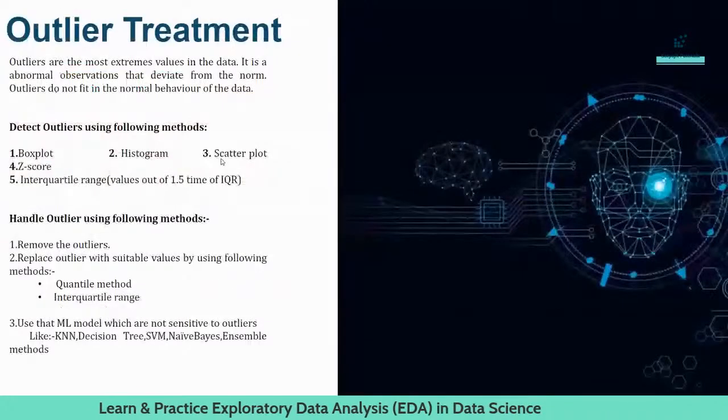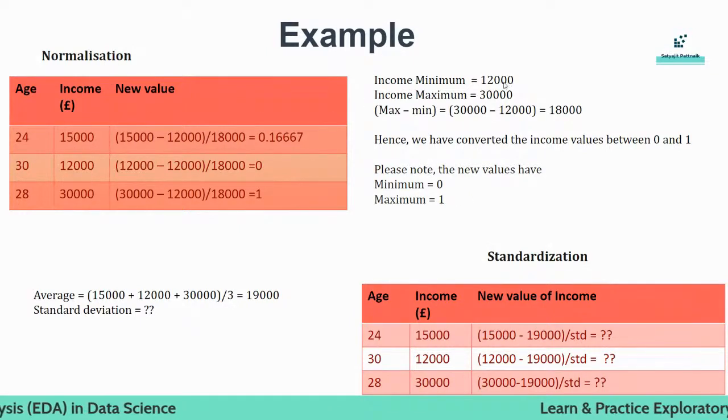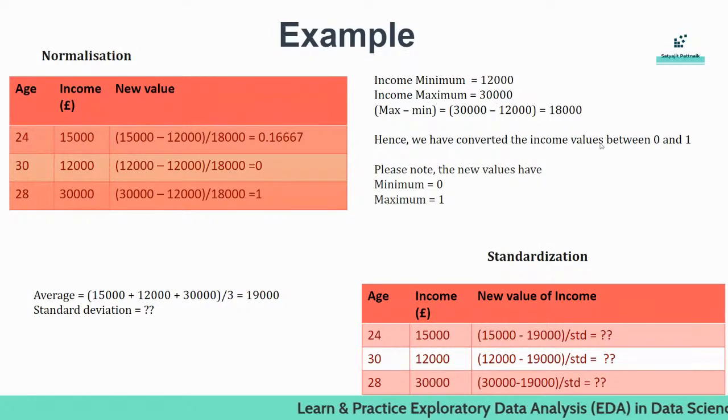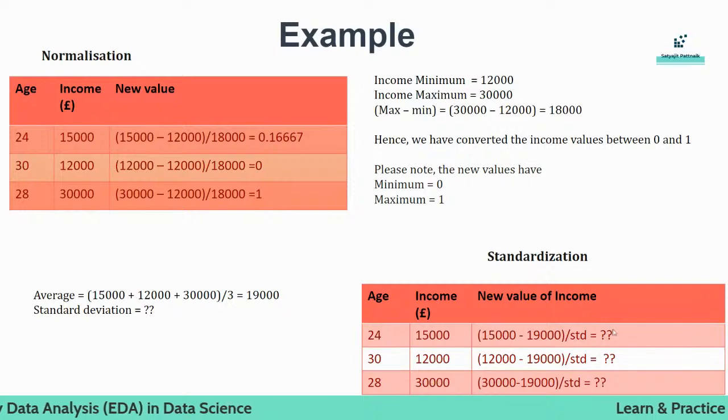Example, yes, it's the same example. I have already talked about one of the examples, right? So for normalization, income minimum is 12,000 and income maximum is 30,000. Hence we have converted the income values to between zeros and ones, so 0.16, 0, 1. And for standardization, your average is taken, your standard deviation, and you calculate the values.